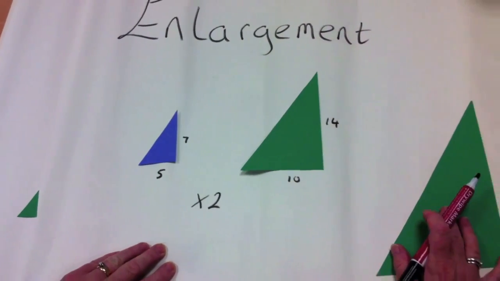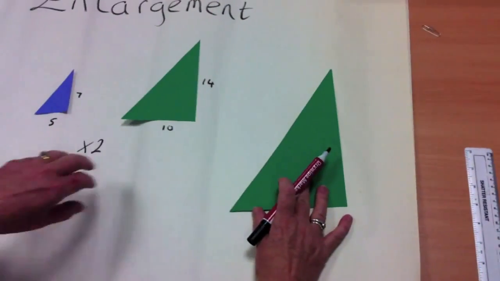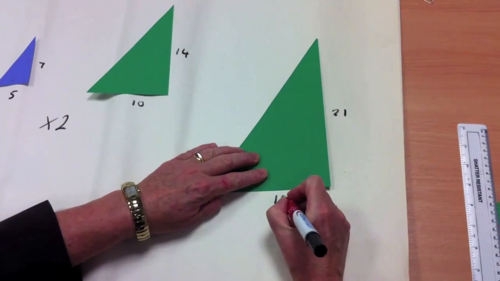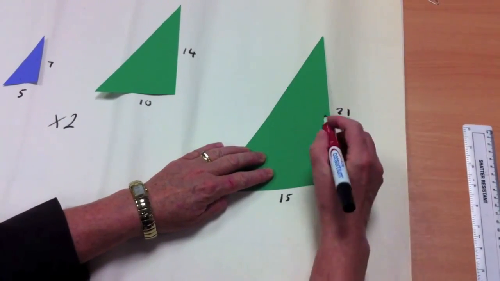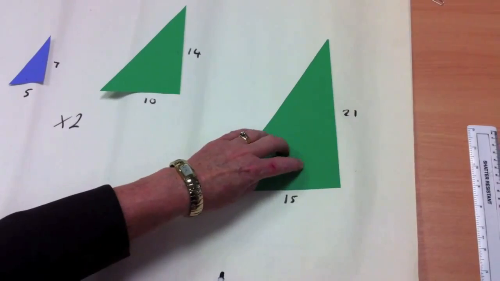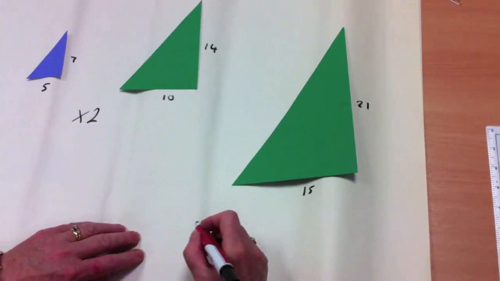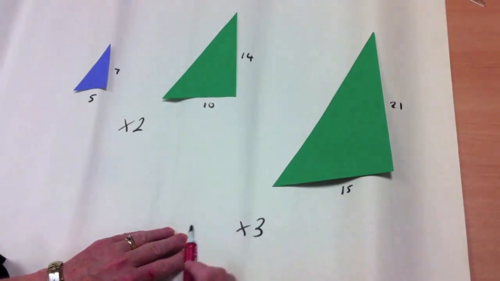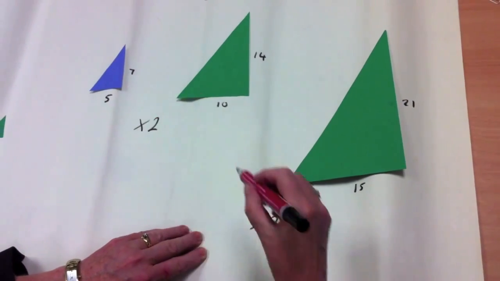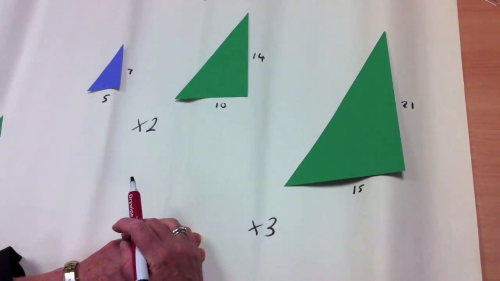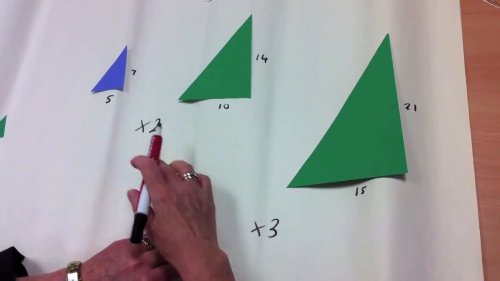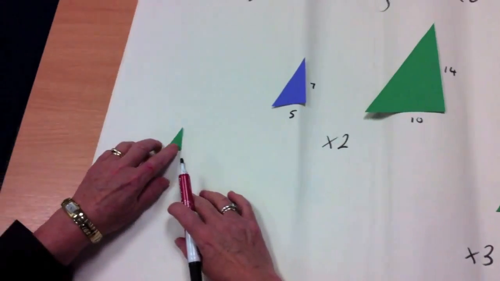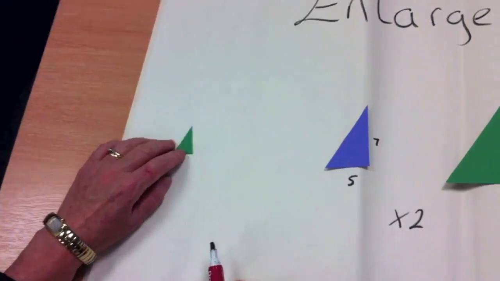I've got a bigger one over here, and the measurements here are 21 and 15. So yes, you've guessed it, my enlargement now, my scale factor is times 3. 5 times 3 is 15, 7 times 3 is 21. Enlarging the shape. You might have noticed, hiding over here in the corner though, this little tiny one.